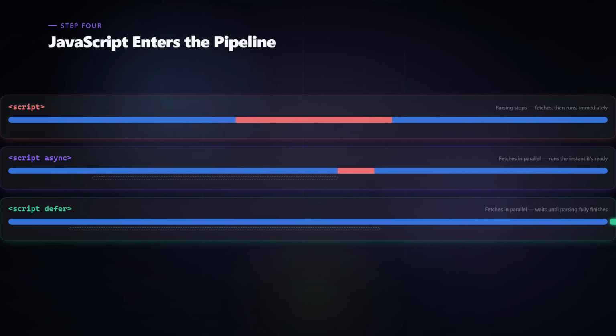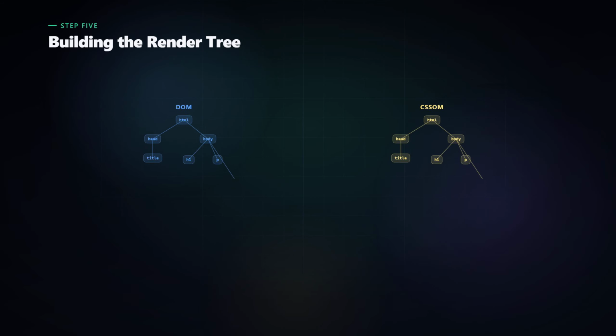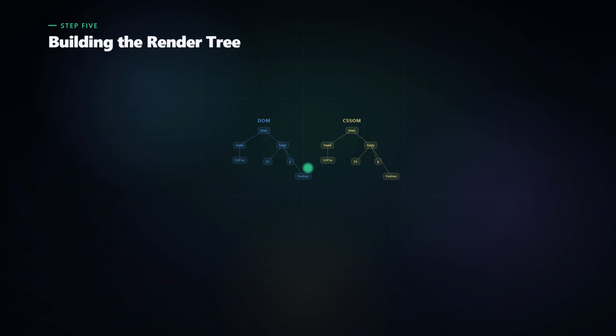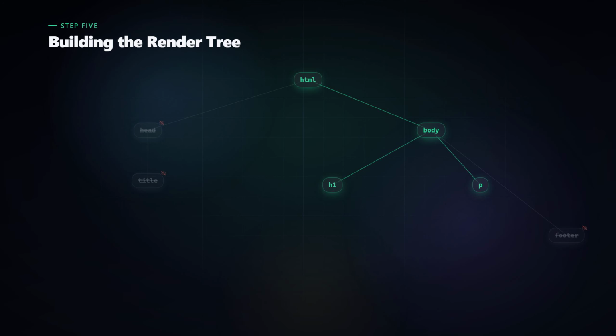Once the DOM and CSSOM both exist, the browser combines them into the render tree. This isn't just a merge. It only includes what's actually visible. Elements with display: none are left out entirely. Their styles were computed, but they never get a box on screen.